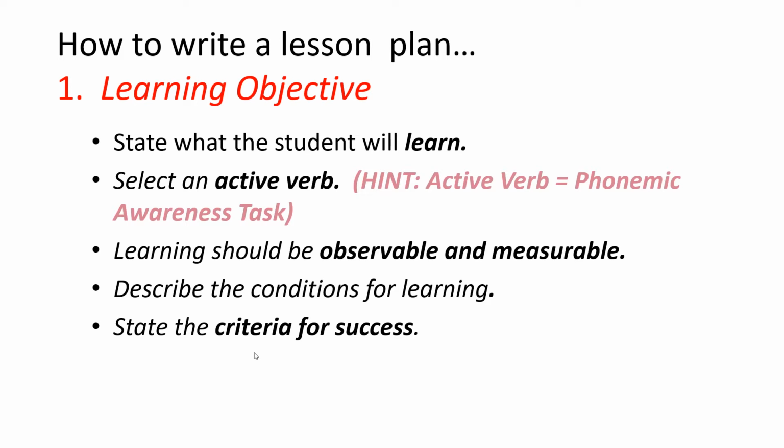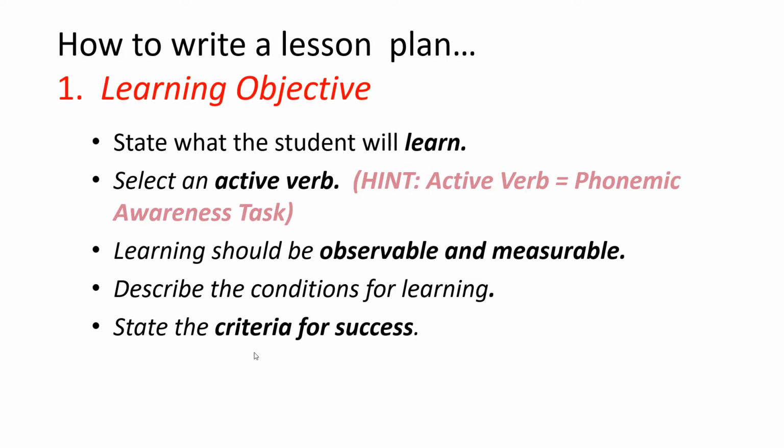A learning objective is also going to describe the conditions for learning. So conditions for learning are just a couple of words that describe what's happening in the context when students are doing this work. And the last thing that is in a learning objective is the criteria for success. So how will you know students have fulfilled the learning objective? And that's usually stated as a percentage.